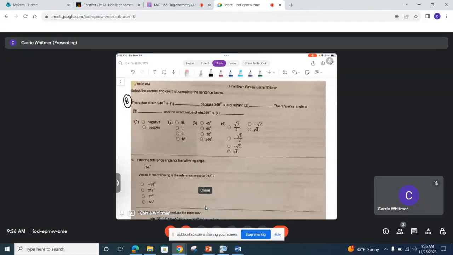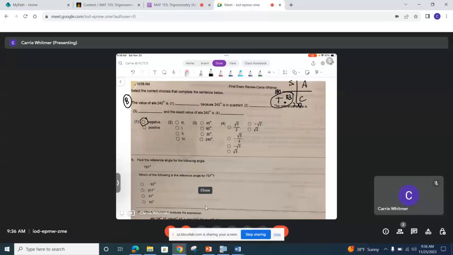Okay, moving on to number 8. The value of the sine of 240. So let's think about where 240 degrees would be. This is 180. This is 270. So we're looking at 240 being here in quadrant 3. Okay. And we know all students take calculus. So in quadrant 3, only tangent is positive, so sine is going to be negative.